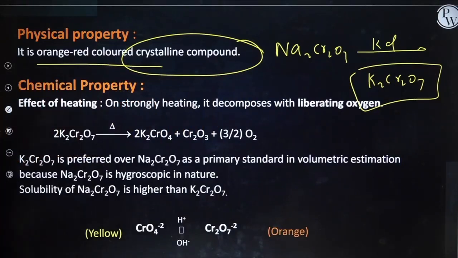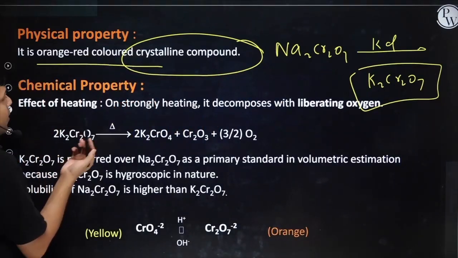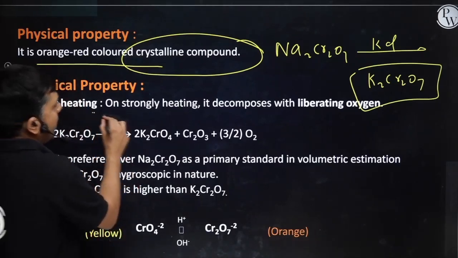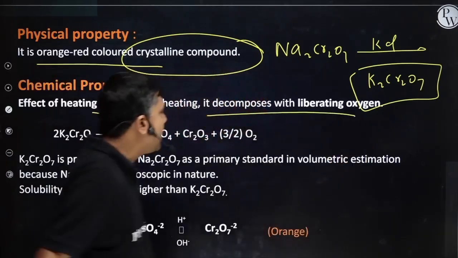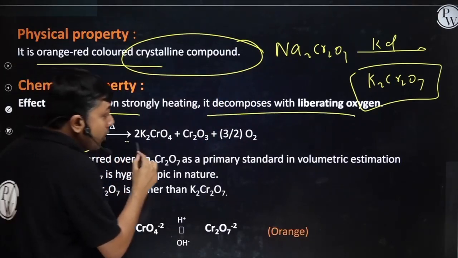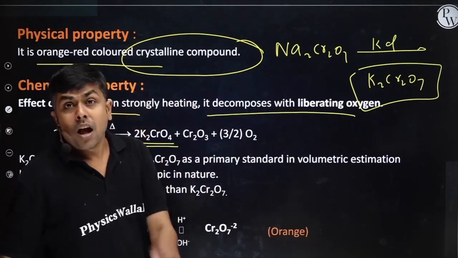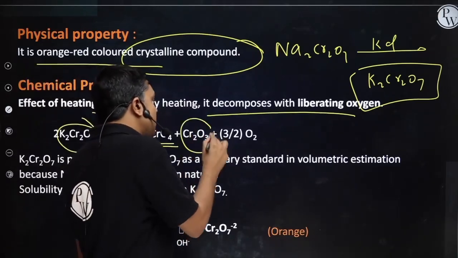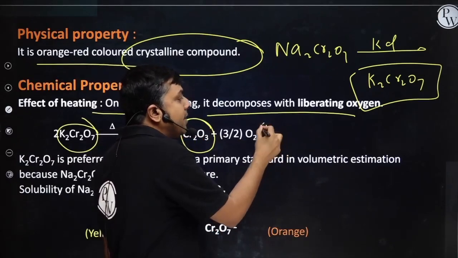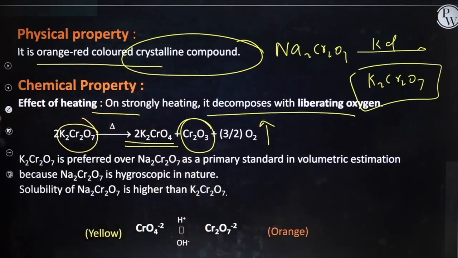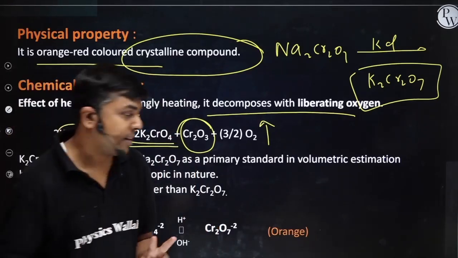Okay. Student, if I talk about the heating effect, the chemical properties, on strong heating, it decomposes, liberating oxygen. So this potassium dichromate will get converted to potassium chromate. Apart from this potassium chromate, we will have the formation of Cr2O3, and oxygen gas is liberated. Am I clear? Let's move ahead. Obviously, we have discussed it. This is one more important property.